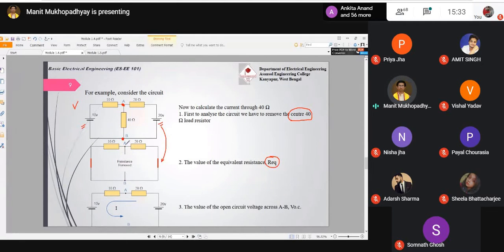Now can you tell me how this 10 ohm and 20 ohm are connected? Are they in series or parallel? Parallel. Very good. Why? Because this is your A, this portion is your B. Let me explain. And on one side, 20 ohm is present. Just wait a minute.